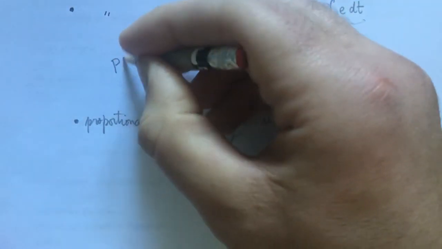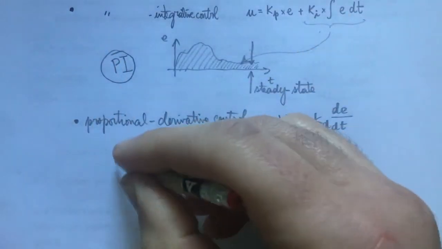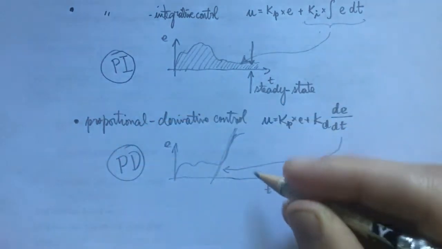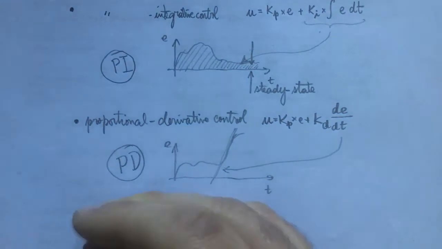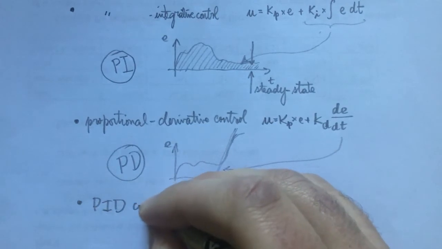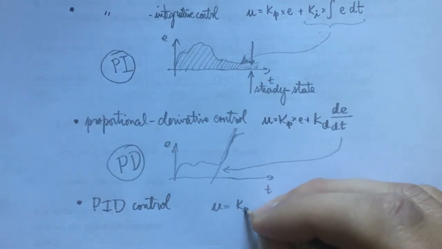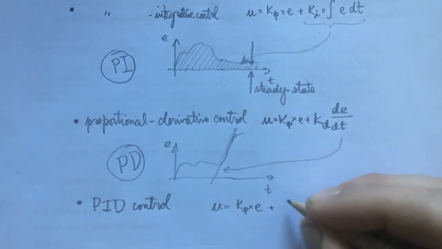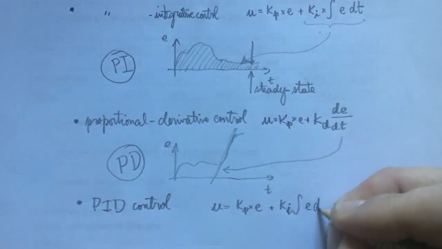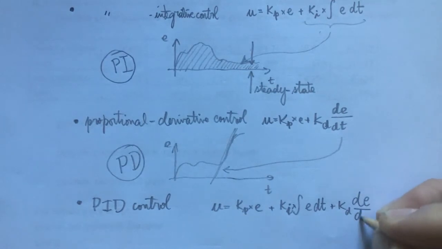PI control is used, as I said, to eliminate steady state errors. PD control is used, as I said, to make our controller respond faster. The combination of the three is called PID control, in which the control action has three terms. One of them is proportional to the error, another one is proportional to the integral of the error over time, and another one is proportional to the derivative of the error.